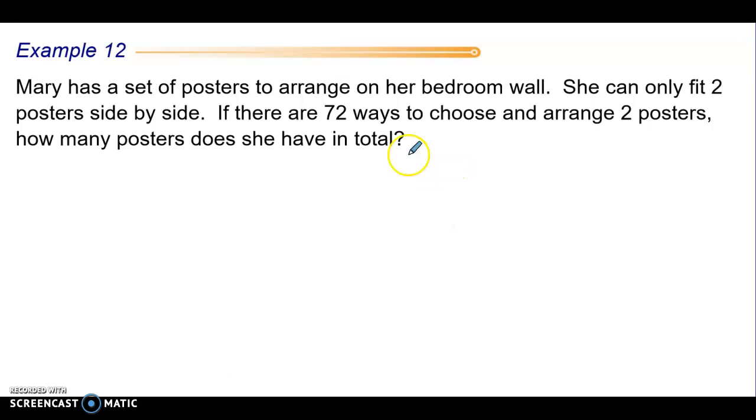In this example, we are given the total number of ways to arrange 2 posters. What we're looking for is the number of posters, which we're going to label N. So in this case, we're looking for N. We can write this as NP2. We're looking for the number of posters and we're arranging 2 posters, and there are 72 total ways to do so.